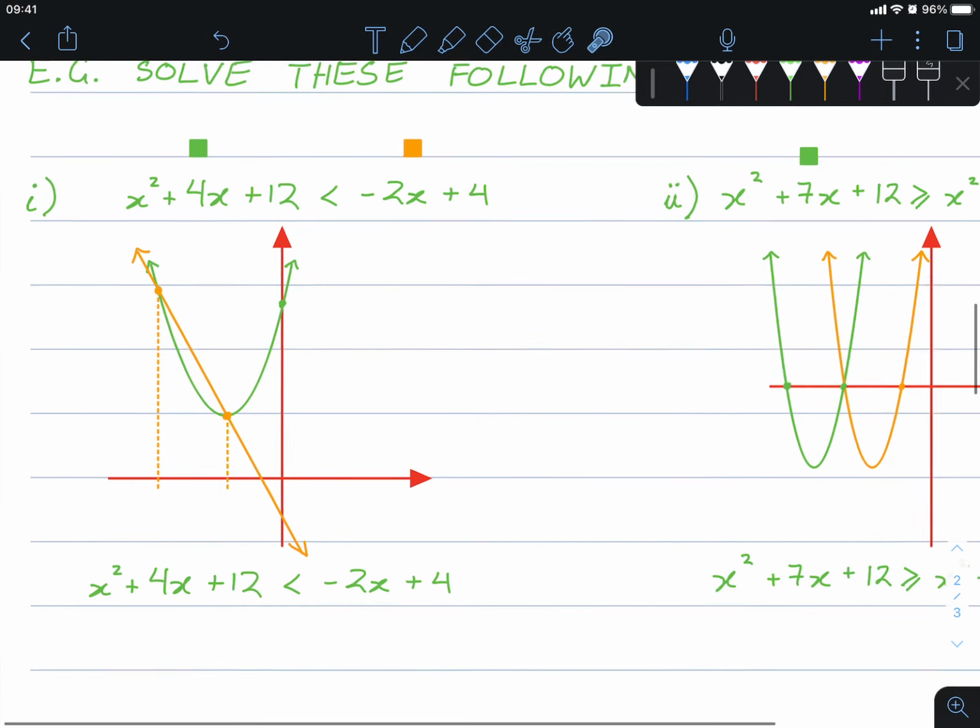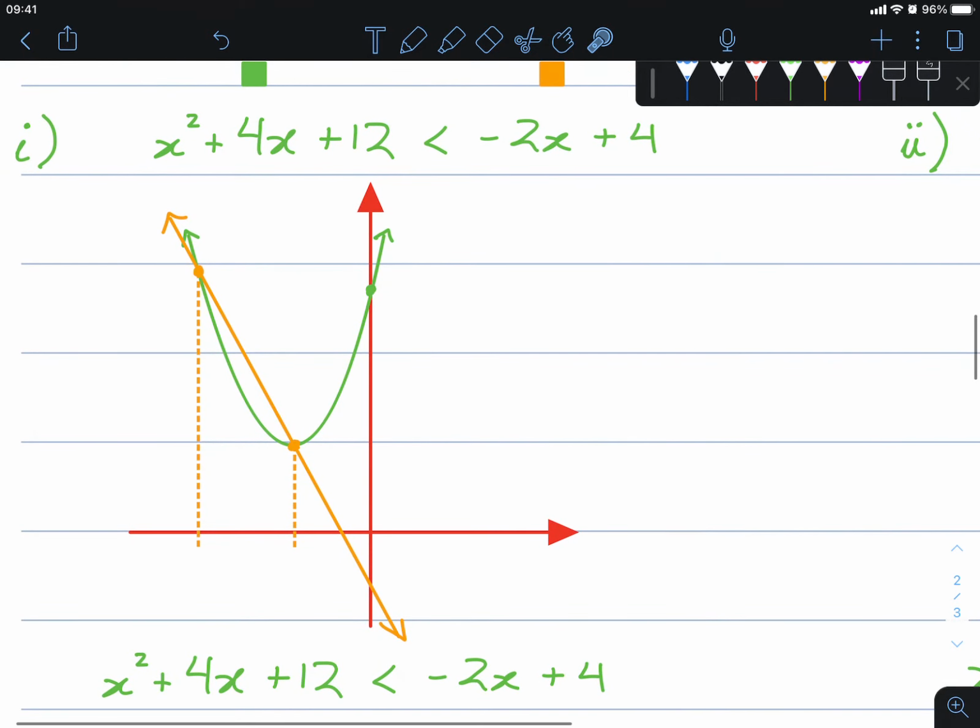We can clearly see, or I hope in case you didn't see it, we can clearly see that from this point of intersection and this point of intersection, the parabola is less than the straight line. We know this because the parabola is below the line. And so all we need to do is just figure out what these intercepts are.